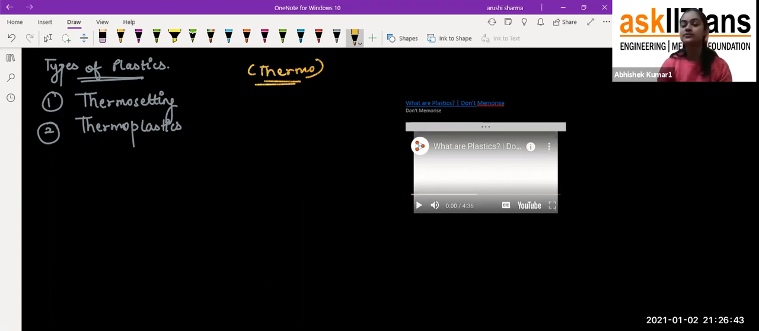So the term thermo, students, relates to heat. Thermo means, have you heard of the thermometer? Why do we use a thermometer? A thermometer is used to measure our body temperature. Whenever we have fever, our mother or father used to put the thermometer inside our mouth, but nowadays we have digital thermometers.